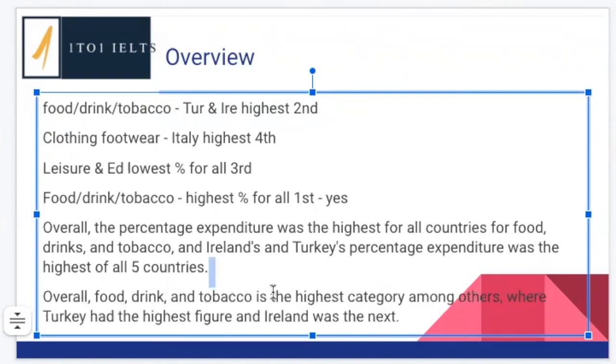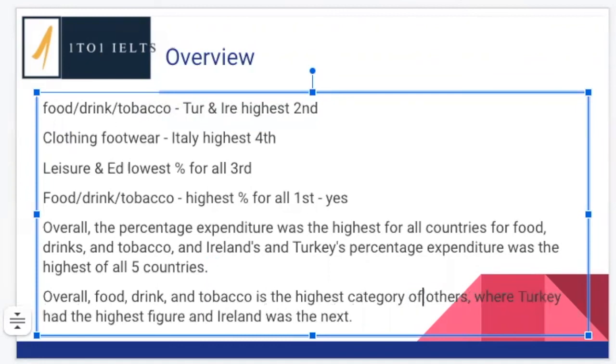So overall, food, drink, and tobacco is the highest category among others. So this "highest category among" doesn't work. Here, if we just say highest, let's keep it nice and simple, is the highest category. Because if you're the highest category, you are automatically highest of all the categories. That's why we're using a superlative. So we can just say this: overall, food, drink, and tobacco is the highest category, where Turkey had the highest figure and Ireland was the next.